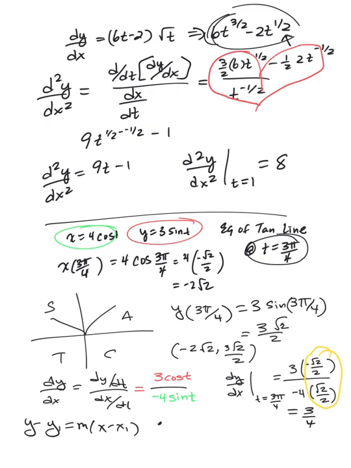So therefore, the tangent line is going to be y minus 3 rad 2 over 2 equals m times x minus negative rad 2 over 2. Okay, that is the equation of the tangent line. It's not too bad, but they love to ask that question.